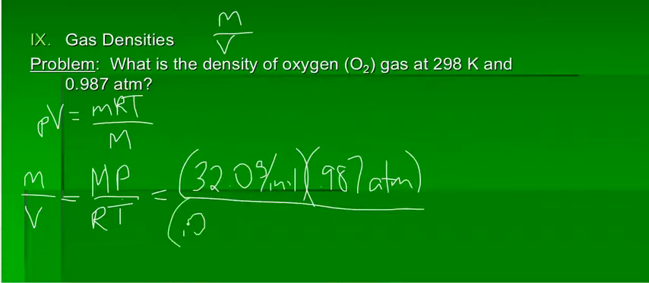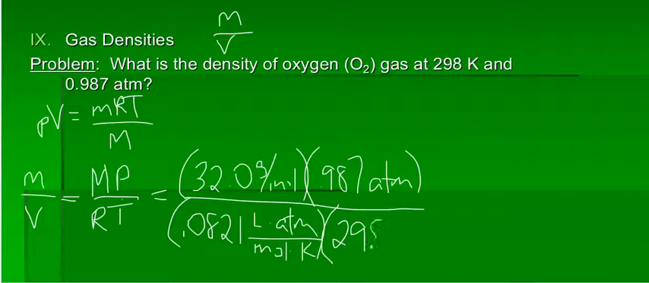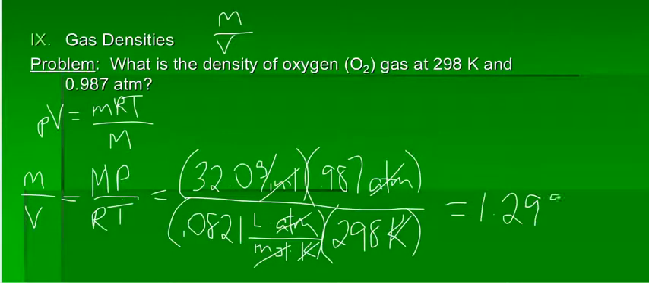R, 0.0821 with the units. T is temperature in Kelvin, 298. Now again, what I would suggest doing is cancel out the units, make sure we have that equation rearranged correctly. We should end up with grams per liter if we have this arranged correctly. So if we want to find molar mass or density, we're going to use that alternate version of the ideal gas law. 1.29 grams per liter is the density.